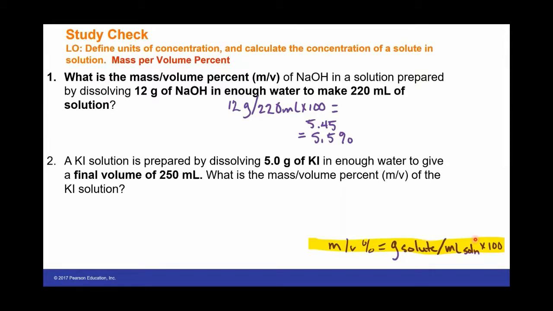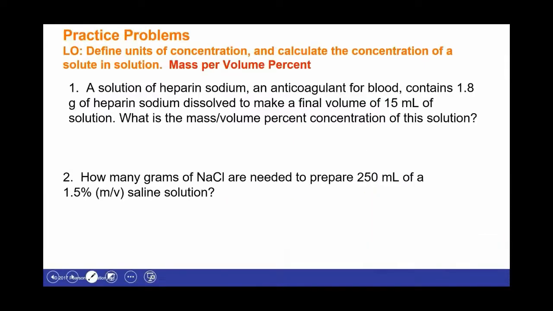Next question. Potassium iodide solution is prepared by dissolving 5.0 grams of potassium iodide in enough water to give a final volume of 250 milliliters. What is the mass volume percent of the solution? Once again, same calculation. 5 grams divided by 250 milliliters times 100, and we get 2.0% using the correct number of sig figs. Okie dokie, let's try another.